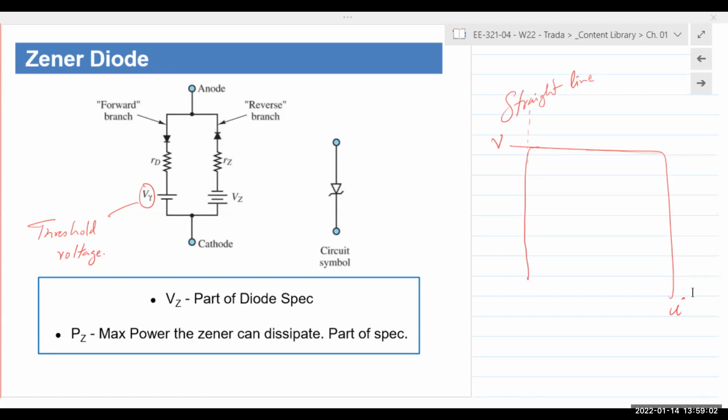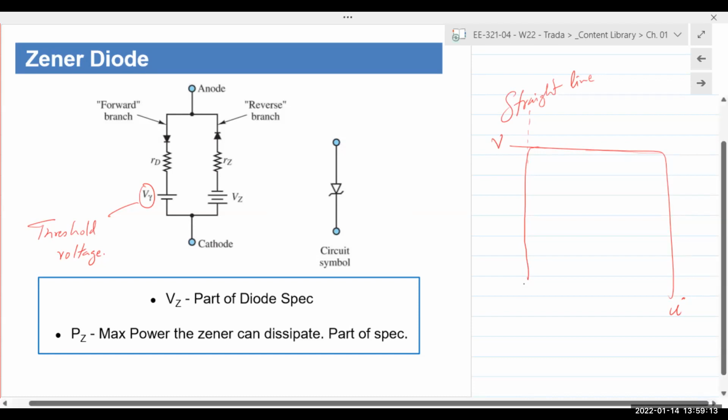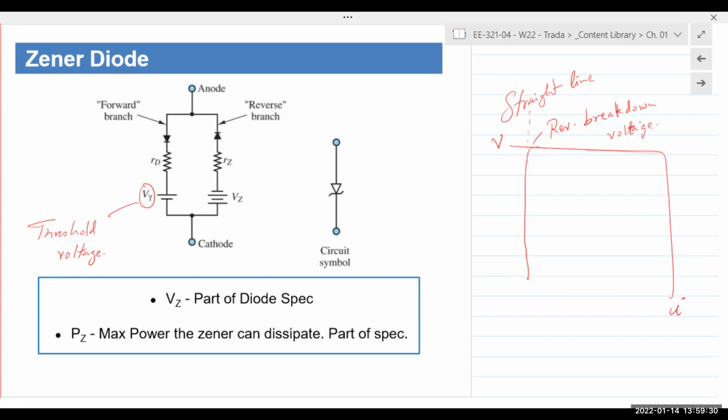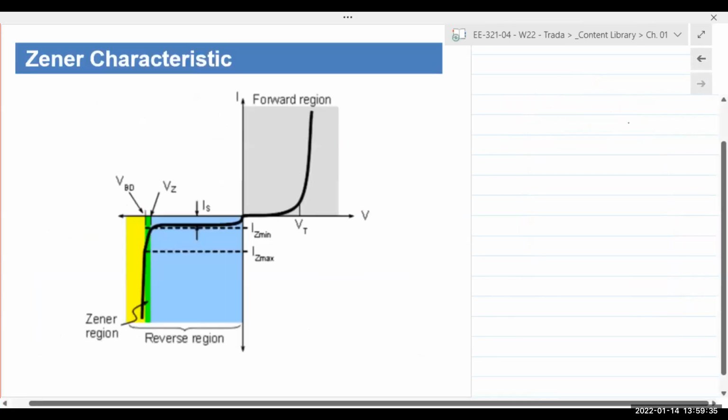Once it reaches that voltage, the maximum amount of current flows through, meaning it behaves like a short circuit, and it holds the voltage constant at that point. And this voltage is known as the reverse breakdown voltage. It's also known as the Zener voltage. So if a diode is designed to work or operate safely in that region, we call it the Zener voltage.